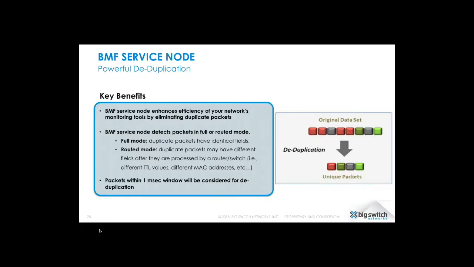We have the ability to actually find out whether this packet is duplicated or not. And in the configuration part, we have two modes, full mode and routed mode. Full mode means we can look at identical packets only. Routed mode means we can look at duplicated packets even if they have different fields.